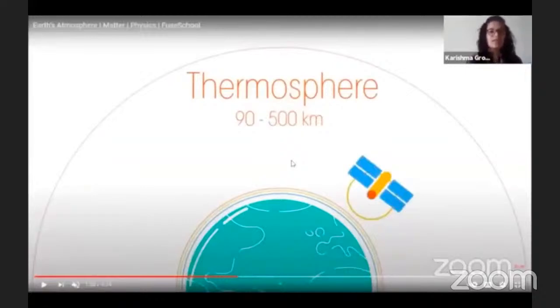Now, coming to the fourth layer, that is the thermosphere. It extends above the mesosphere and it is around 90 to 500 kilometers above the Earth. Okay, this is our fourth layer.